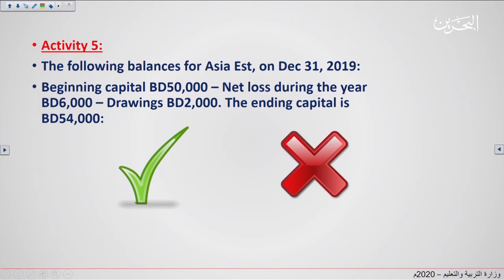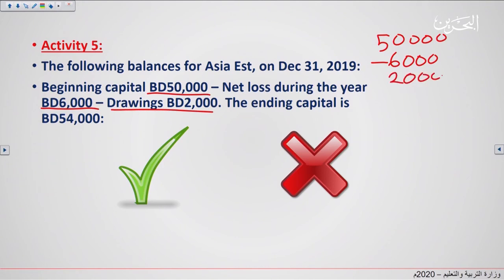Finally, moving to activity 5. We have here a statement and we want to check whether it is true or false. Let's see the question. We have a beginning capital equal to 50,000 BD. I will write it here. This is the beginning capital. Then they give us the net loss, which is equal to 6,000 BD. I will write it here with the minus because it is going to decrease the capital. Then they give us drawings, which is equal to 2,000 BD. And I will write it also with the minus because it is definitely going to decrease the capital.